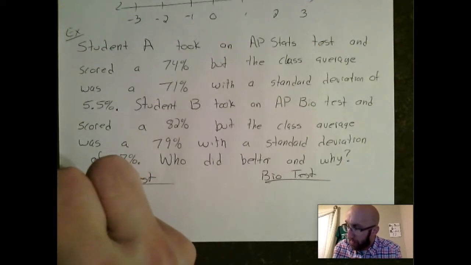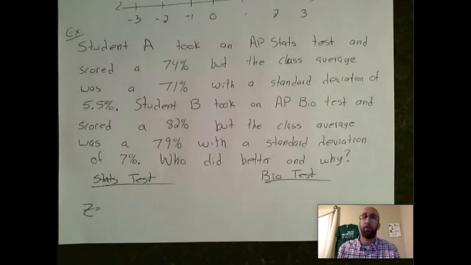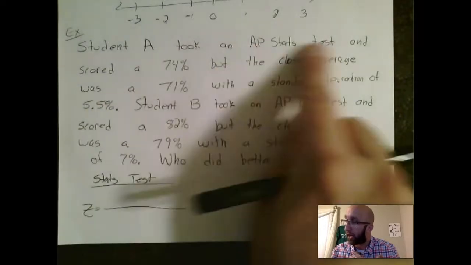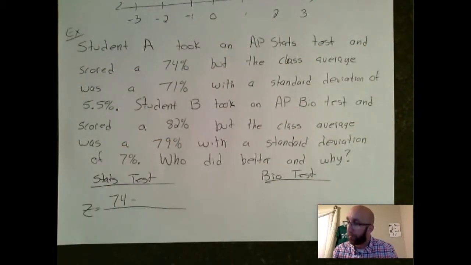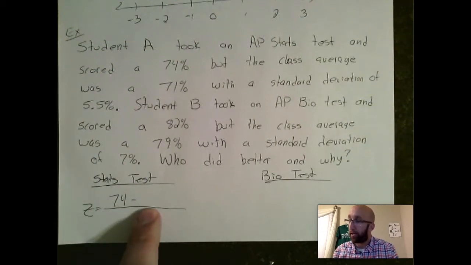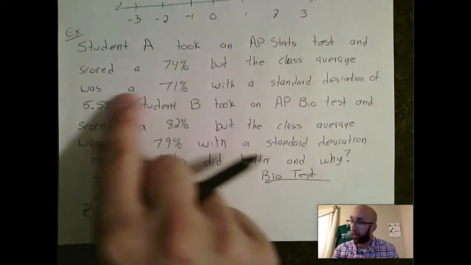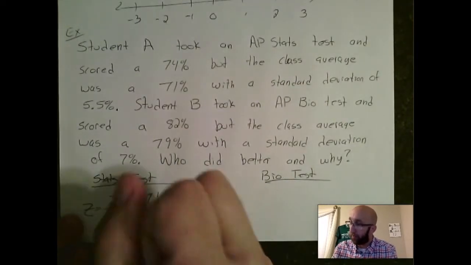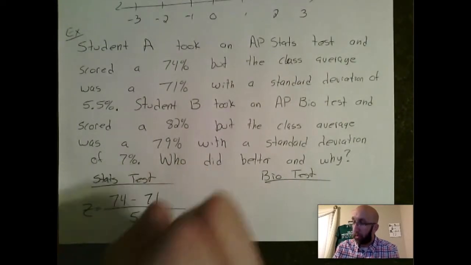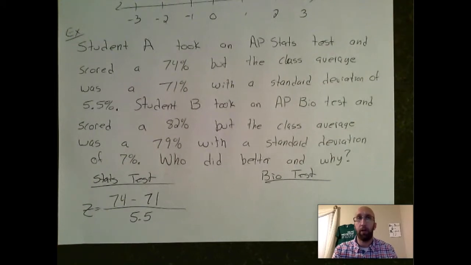So for the stat test, if I was going to do a z-score, remember it's my observed value minus my expected value divided by the standard deviation. The observed value was what I got. So student A scored a 74%, so I'm going to start with a 74. We just subtract off the mean, which is the average, and it says the class average was a 71, so 74 minus 71, and the standard deviation of 5.5, okay? So I'm going to do 74 minus 71 divided by 5.5.